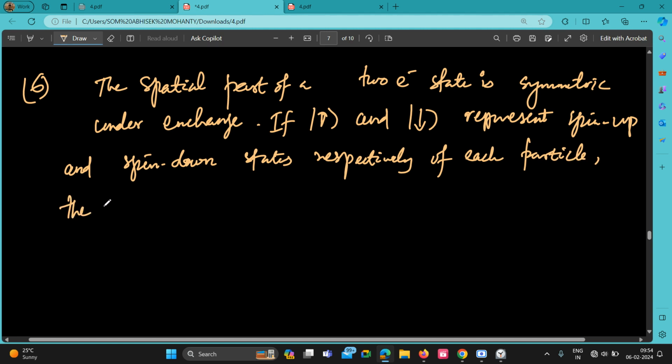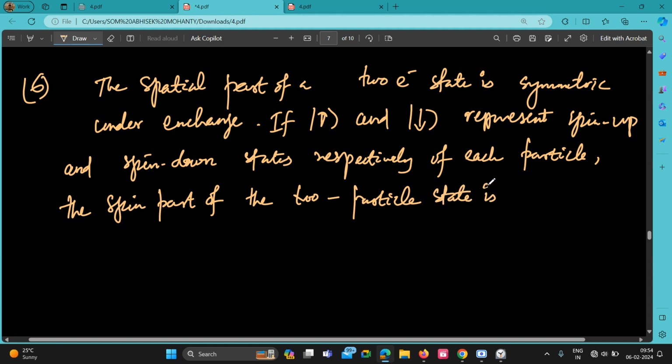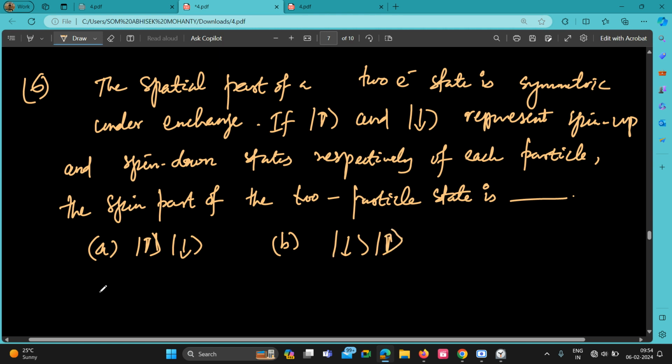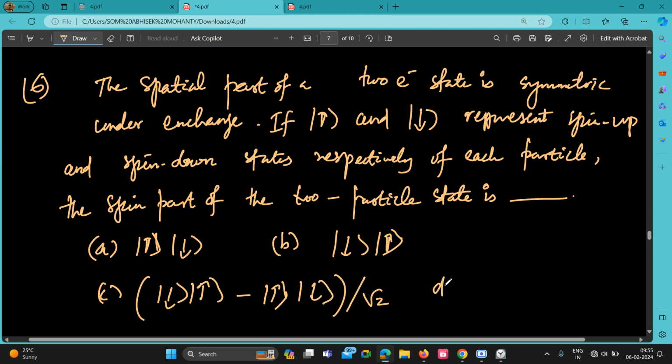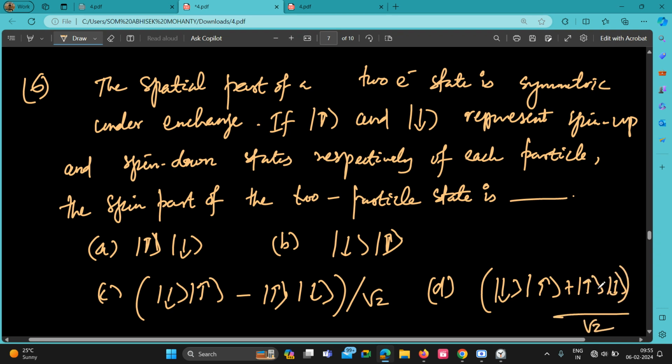The spin part of the two particle state is: option A, up down; option B, down up; option C, down up minus up down whole divided by root 2; option D, down up plus up down whole divided by root 2. Yeah, try this question.